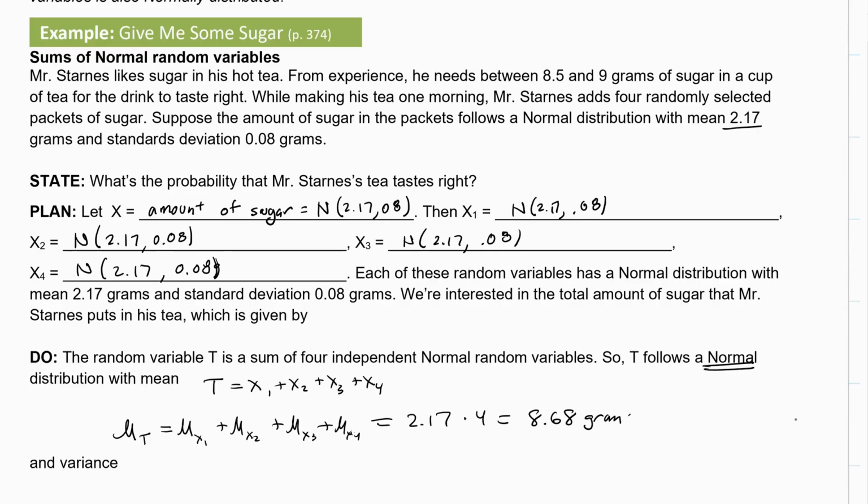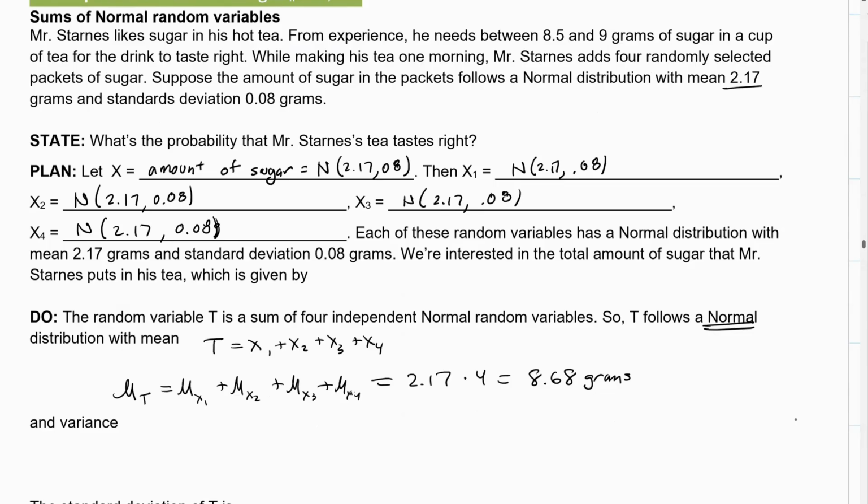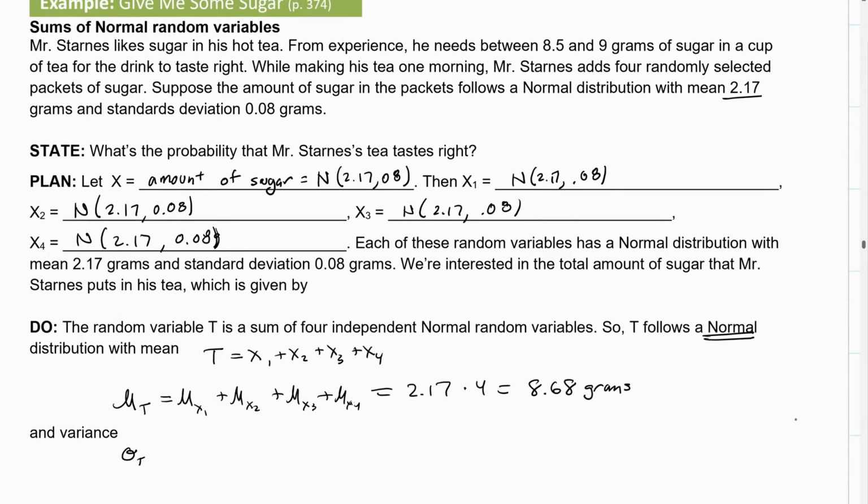So on average from these four packets, we're going to get 8.68 grams of sugar. But what about the variance? Well, the variance of T will be the variance of x sub 1, the variance of x sub 2, the variance of x sub 3, and the variance of x sub 4, or it's going to be 0.08 squared, and because we're adding them up four times, we'll multiply that by 4, and that ends up being 0.0256.